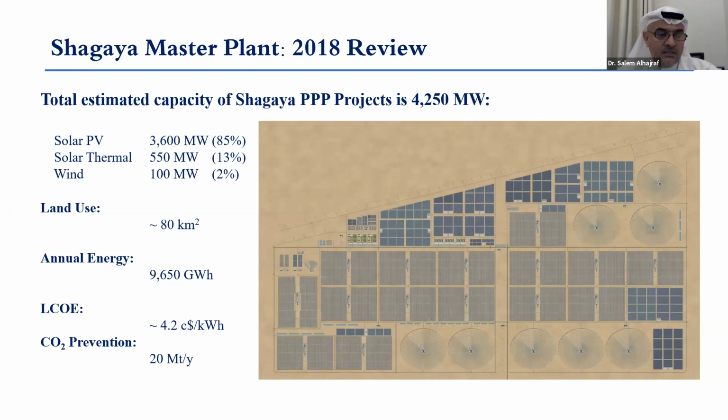The annual expected energy generation was about 9,650 gigawatt hour. The estimated overall levelized cost of electricity was about $4.2 per kilowatt hour, and about 20 million ton of CO2 emission prevention per year was estimated.